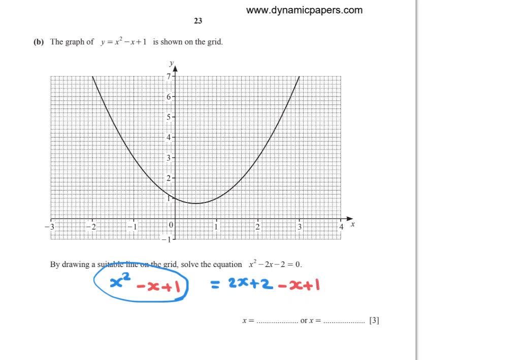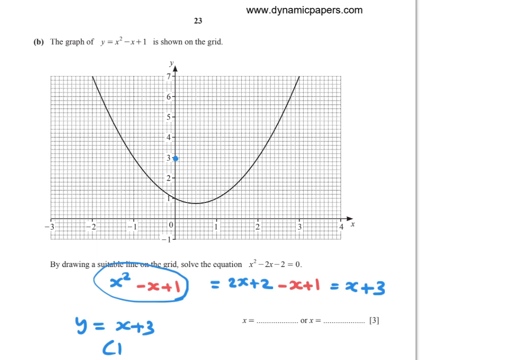We need to combine the like terms. 2x minus x equals x. 2 plus 1 equals 3. So the suitable line is y equals x plus 3. Now we draw this line, y equals x plus 3. Y-intercept equals 3. And we need one more point.